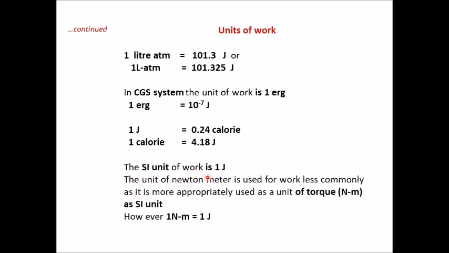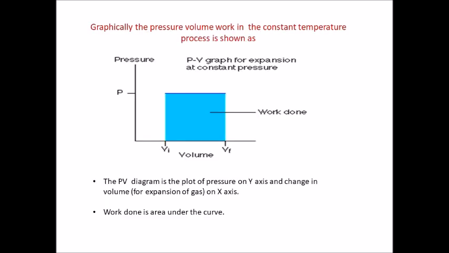Now, the unit of Newton meter is used for work less commonly because it is more appropriately used as a unit of torque. Newton meter, N m, as the SI unit. However, 1 Newton meter is taken to be equal to 1 joule when we consider it as the unit of work.